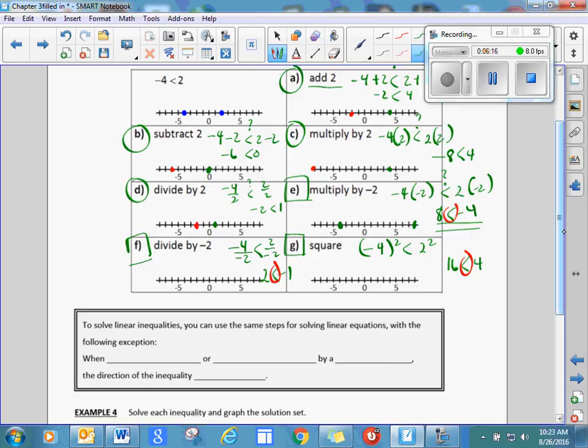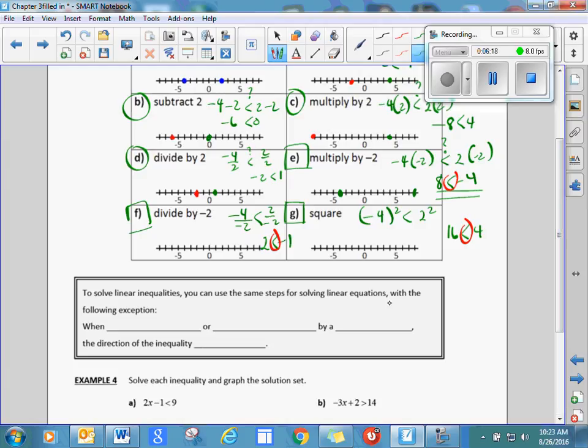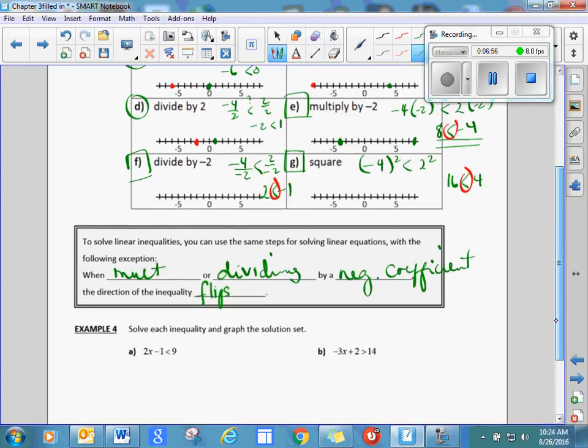So it says to solve linear inequalities, you can use the same steps for solving linear equations with the following exceptions. And these are our E, F, and G examples. When multiplying or dividing by a negative coefficient, the direction of the inequality flips. So this will be the last step that you do to get your variable alone. And you just have to remember, when you're multiplying or dividing by a negative number, or you're squaring a negative number, you're going to have to flip the inequality symbol.